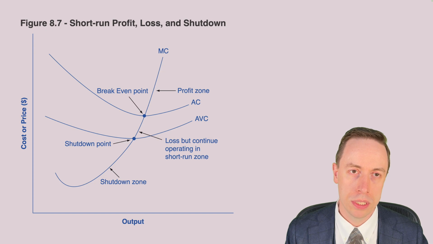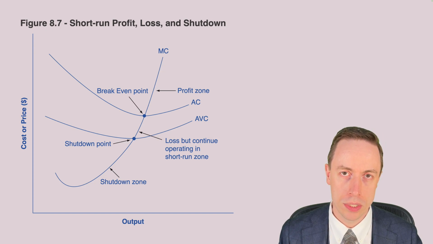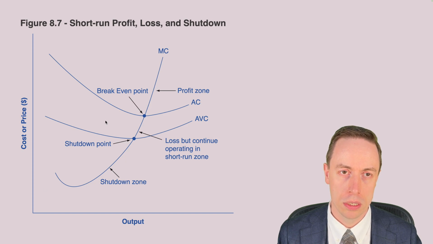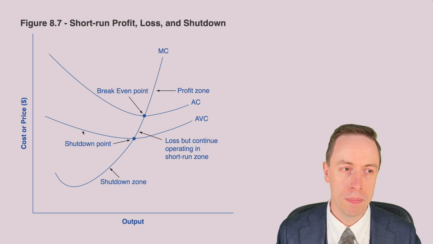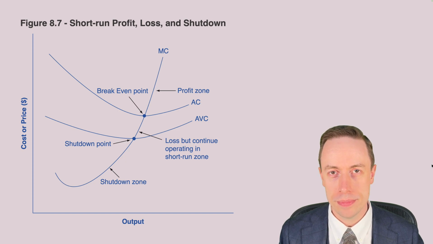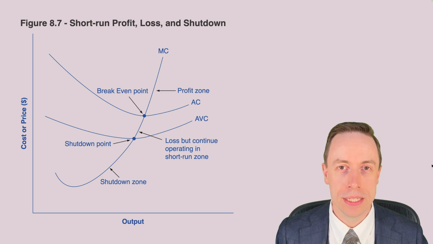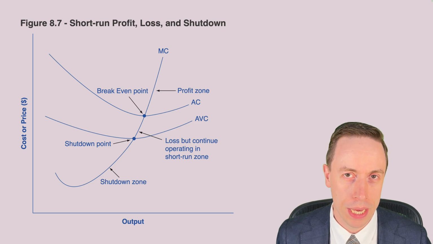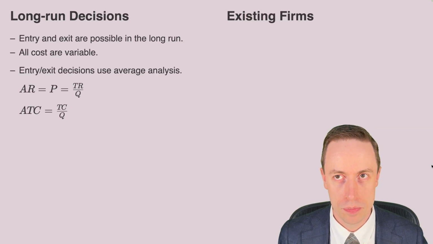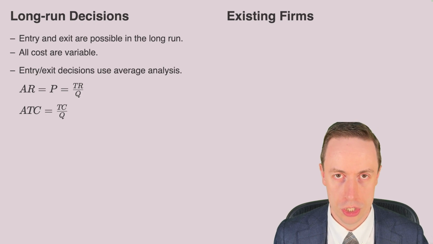Three possible decision ranges based on the price equals marginal revenue of your product. Anywhere up here, profits. Anywhere here, losses but operate. Anywhere here, shut it down. All right, this now, what you're looking at, is the entire short-run decision-making set of your business. All that's left to talk about are the long-run decisions.